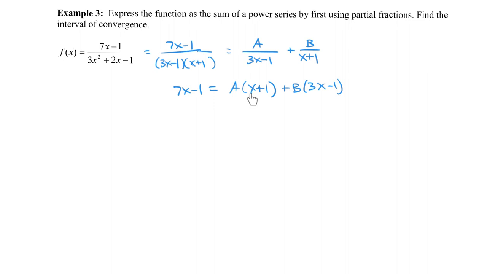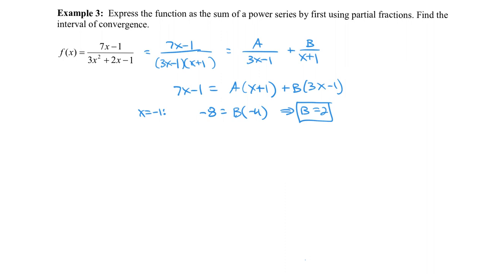So looking at this one, if I let x be -1, this term completely goes away, so I'm going to do that. I'm going to say let x equal -1 and see what happens. If I plug it in here, I'm going to get -7 minus 1, which is -8. And I plug in -1 here, this goes away, it just becomes 0, and I'll get b times -1 here gives me -3 minus 1, which is -4. So if I divide both sides by -4, I get b equals 2.